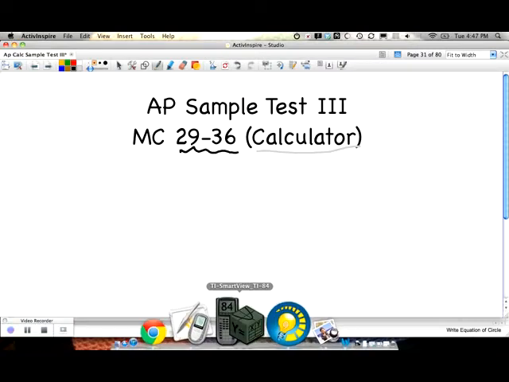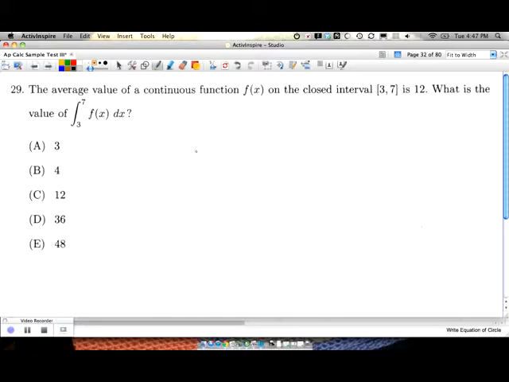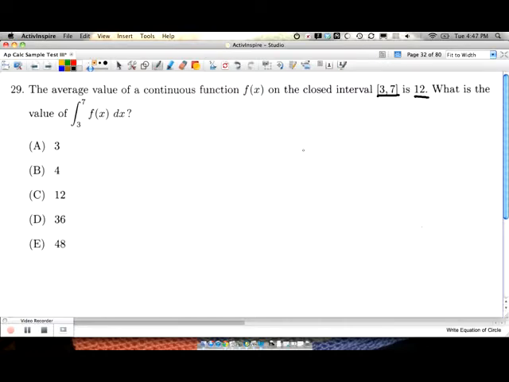So let me go ahead and get my calculator started here. You should get yours as well. It's going to take a second to load up. While it's doing that, let's go ahead and look at the first question. So it says the average value of a continuous function on a closed interval 3, 7 is 12.